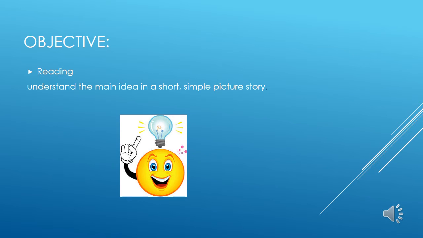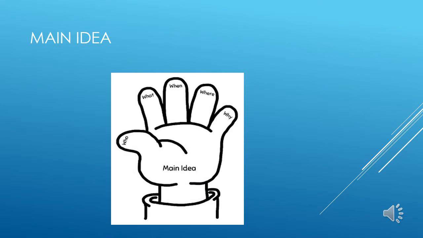Let's have a look at the objective of this lesson. This is a reading lesson which is really interesting, and through which you will be able to understand the main idea in a short simple picture story. Firstly, we have to understand what the main idea is. I've got the main idea in my hand, and the fingers are the supporting details like who, what, when, where, why.